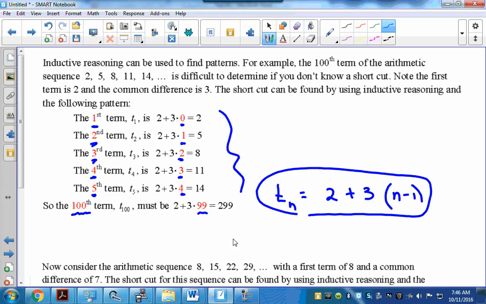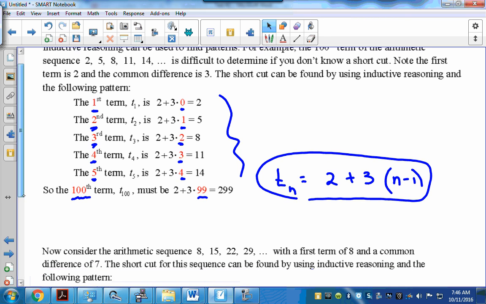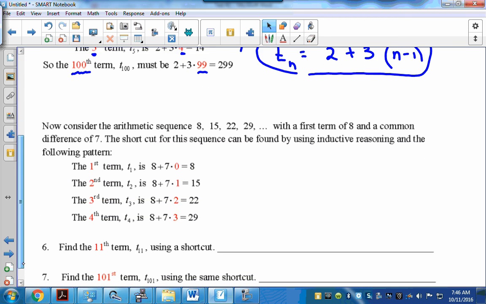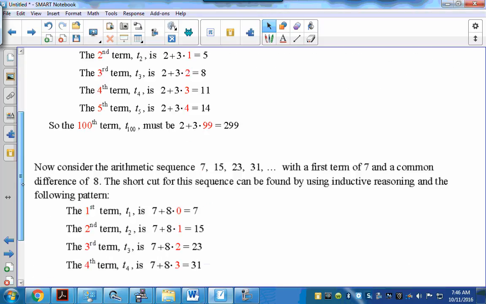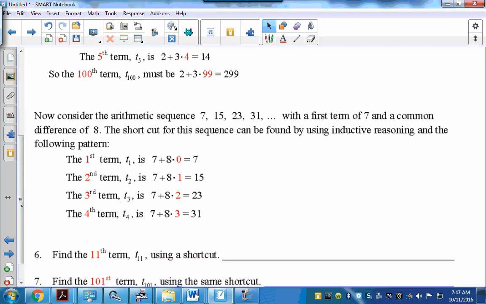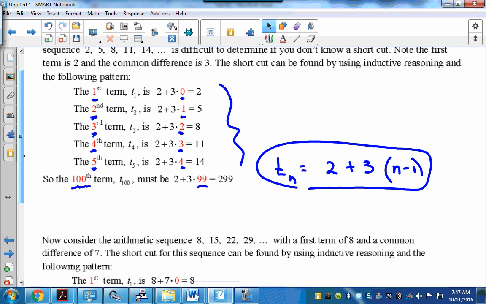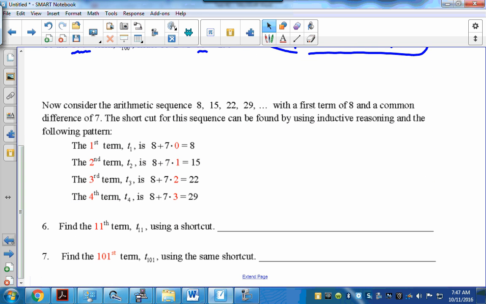Okay, so once you have that, then depending which test you had, I gave you a problem to apply it. So here's another sequence. Some of you had a sequence that went 8, 15, 22, 29. Some other folks had the sequence that went 7, 15, 23, 31. So again, depending which version of the test you had, one or the other of these 2 problems. Let's do this one first, starting with 8. Find the 11th term using a shortcut, T sub 11.